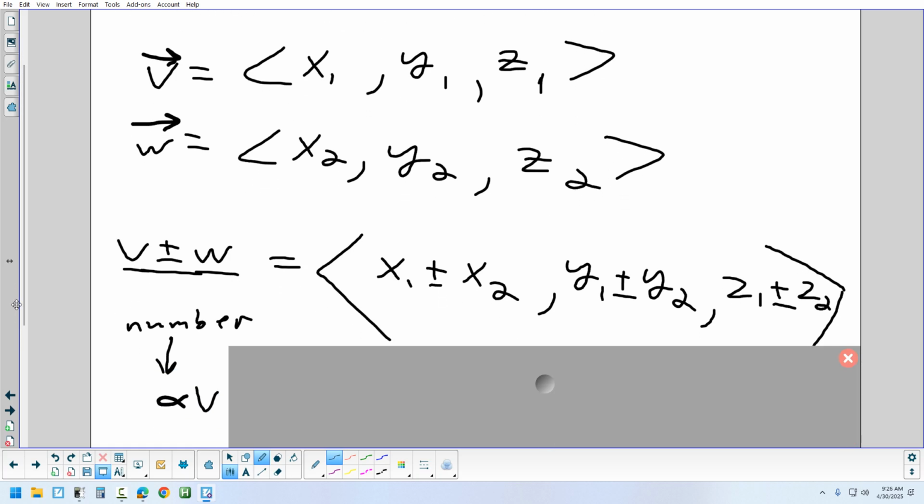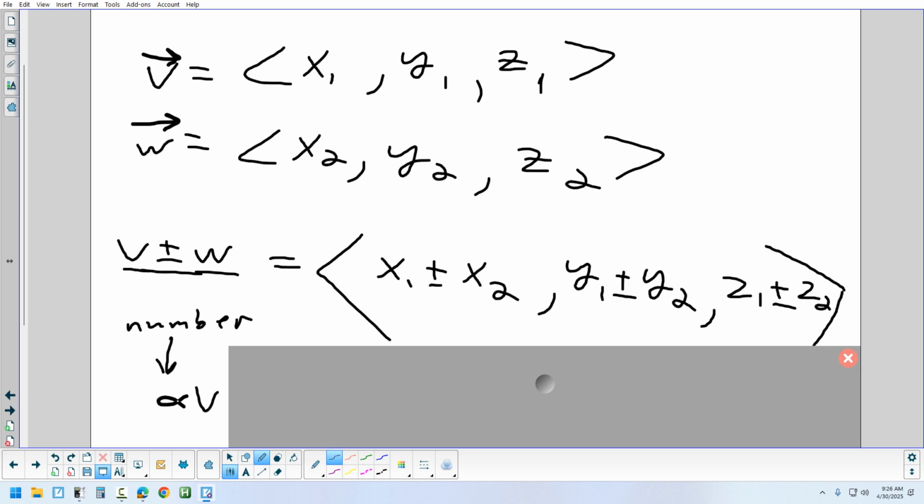Okay, so that's adding and subtracting. The next one is when you put a number in front of a vector. Does anybody remember we had a name for that number? Yeah, scalar. Yep. So this is a scalar product. This is not dot product. This is a number times a vector. Dot product is a vector and a vector. This is a number and a vector, so it's different.